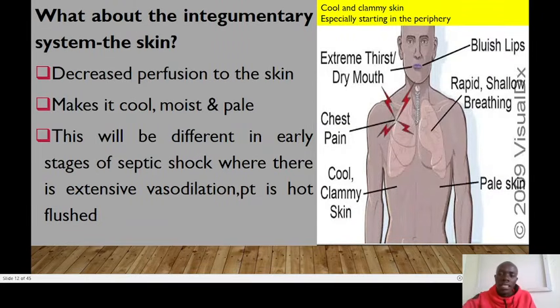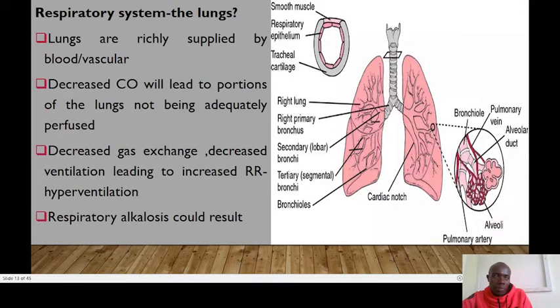How about the integumentary system? How is it going to respond? Remember, decreased perfusion to the skin will make it cool, moist, and pale. So this will be different in early stages of septic shock, where there will be extensive vasodilation. So the patient may be hot and flushed. Okay, remember, cool and clammy skin, especially starting at the periphery, will be the main presentation for the integumentary system. That is the skin, to be precise.